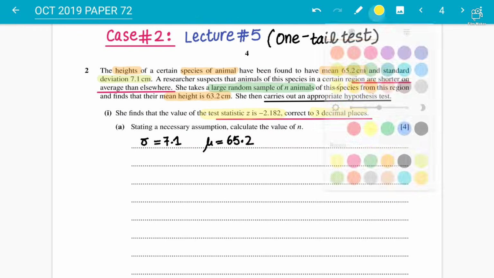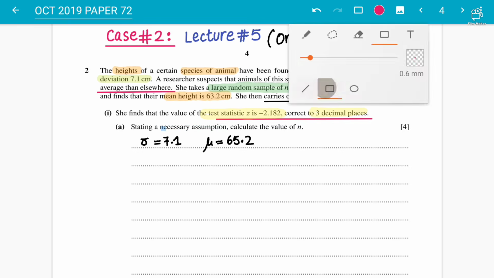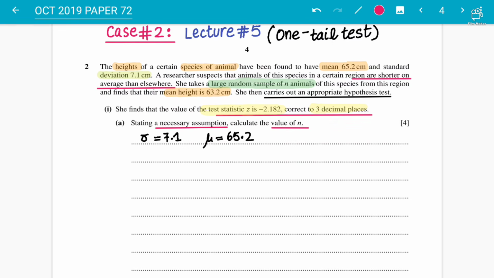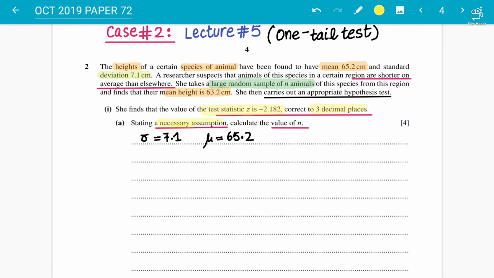We have to get the 4 marks. Starting off, you have to make a necessary assumption. What will be that necessary assumption? We have to tell the examiner whatever that necessary assumption is, and then calculate the value of n, the large random sample of the animals. Students need to understand that this is case number 2, as I have written, because the sample size is large, the hint was there, and the distribution is not normal. As you can see, they haven't mentioned that x follows a normal distribution.